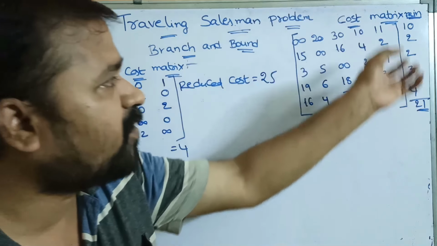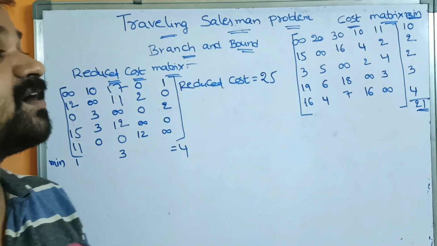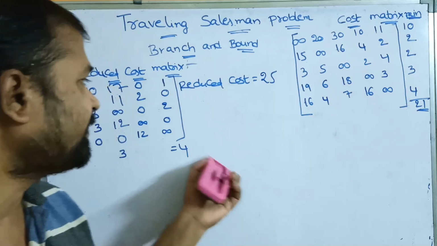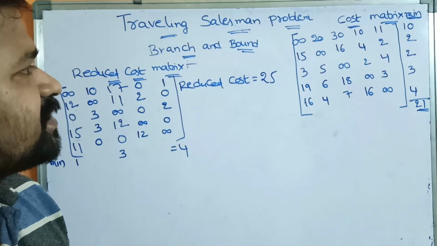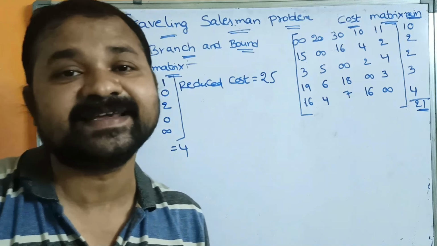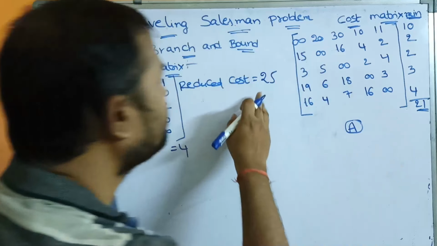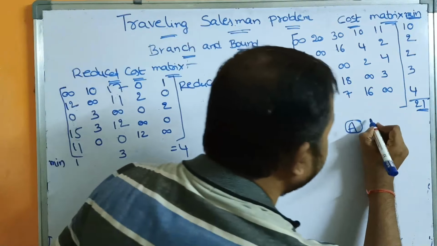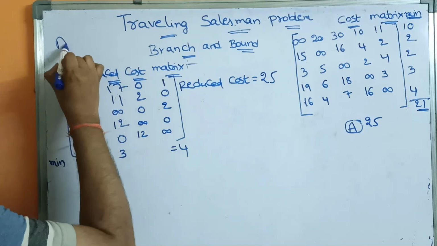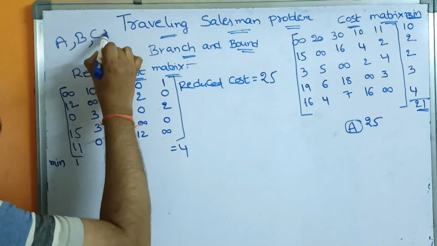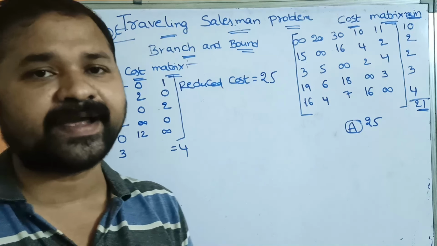Now instead of performing operations on the cost matrix, we need to perform operations on the reduced cost matrix. Now let us perform the operation on the reduced cost matrix. Here let us assume that the nodes are A, B, C, D, E. Let the first vertex be A. So what is the cost of A? Already A's cost is calculated. That is 25. So from A we can go to either B or C or D or E.